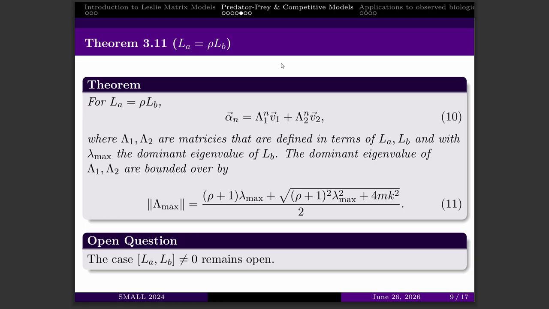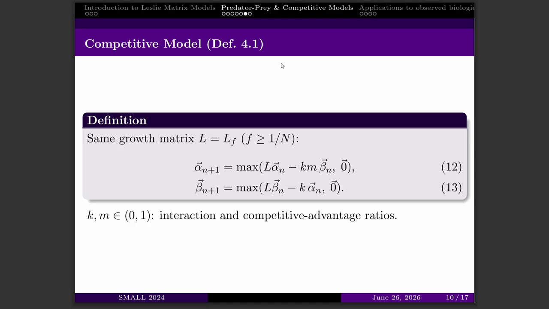So basically, what we're saying is that the growth rate of the prey and the predator is described by this quantity in 11, and likewise, because the coupled equation displays similar behavior, we can say that the similar growth rate bound applies for the predators. However, the case when LA and LB do not commute remains as an open question.